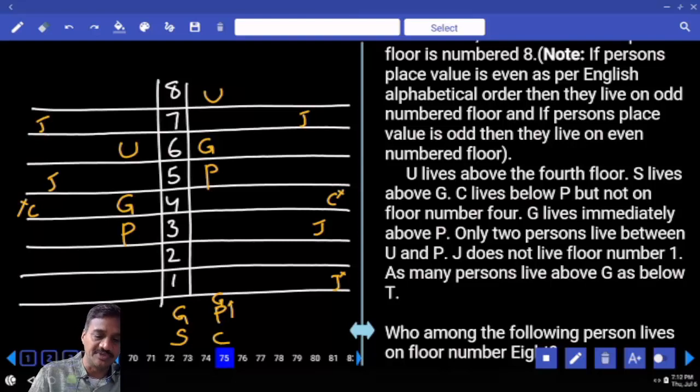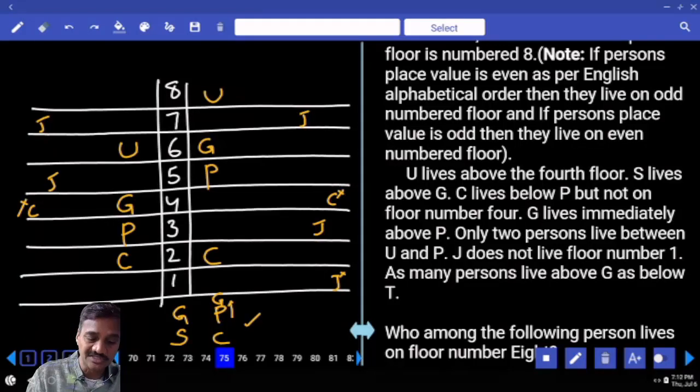C is below this P and C cannot be on the 4th floor. Now here, where should this C be? C is below this. C must be on an even numbered floor. Below this P, C must be on the 2nd floor. Now G, P and C are done.